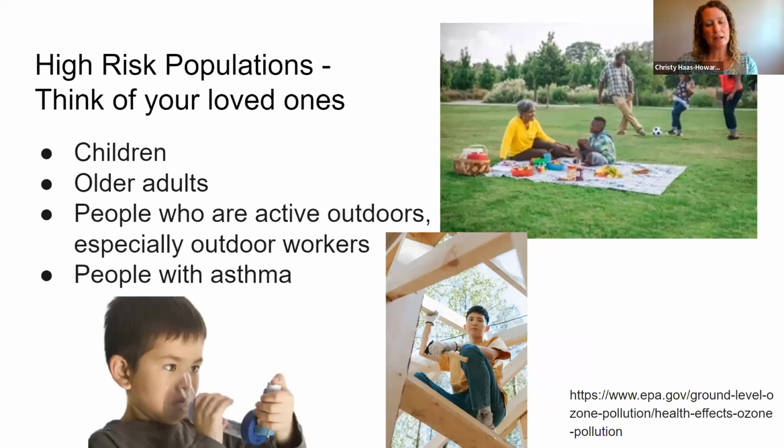So first, I'd like you to think about your own families and your own loved ones. This is a list of those that are at highest risk from ozone exposure. Who do you care about that is a child, an elder, an outdoor worker, someone with asthma? Children are at greatest risk from exposure to ozone because their lungs are still developing, and they're more likely to be active outdoors when ozone levels are high, which increases their exposure. As you can imagine, people who work outdoors also have higher exposure than other groups because it's their job to be outside for extended periods of time.